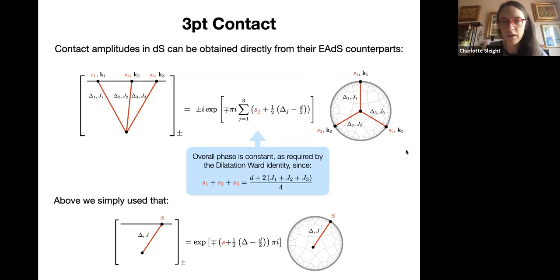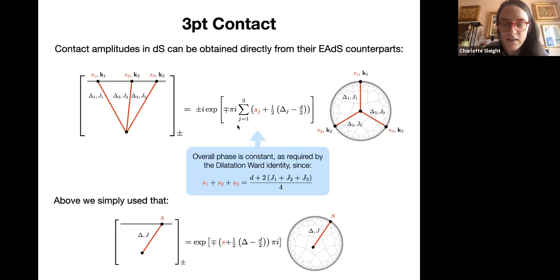And once you have this Mellin representation of your AdS contact diagram, in order to go over to dS, you multiply each external leg by the phase that converts it to a bulk-boundary propagator in dS on a particular branch of the in-in contour. So multiplying with this phase is what implements the Wick rotation to the appropriate branch of the in-in contour in dS. So this gives you the contribution from that branch to the dS contact diagram.